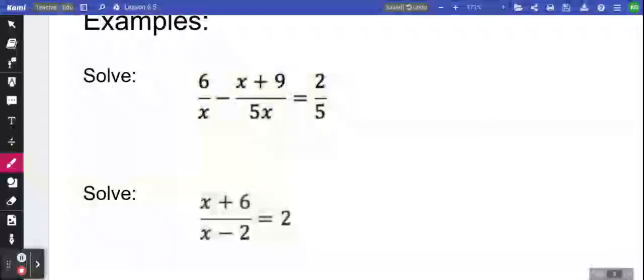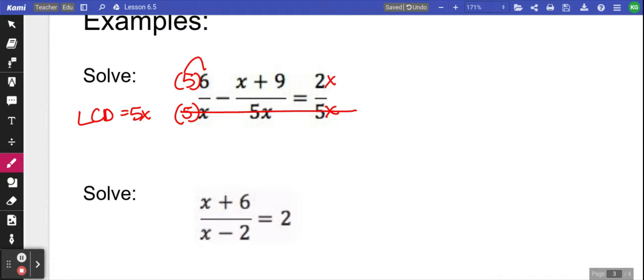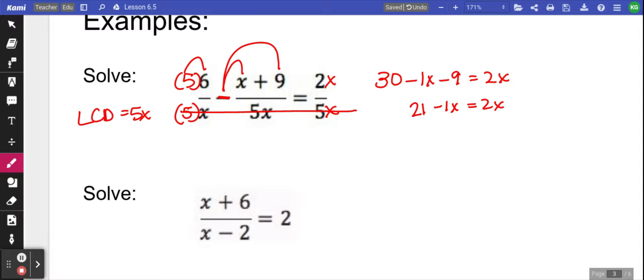On this example, I'm going for a least common denominator, again, of 5x. I'm going to multiply this one by 5. This one already is a 5x, and the last one multiply by x. So that would give me 30. Again, this is a negative I'm distributing, so it'd be negative x minus 9 equals 2x. Combining like terms gives me 21 minus 1x equals 2x. Then 21 equals, I'm going to add 1x to both sides, so 21 equals 3x, and x is 7.